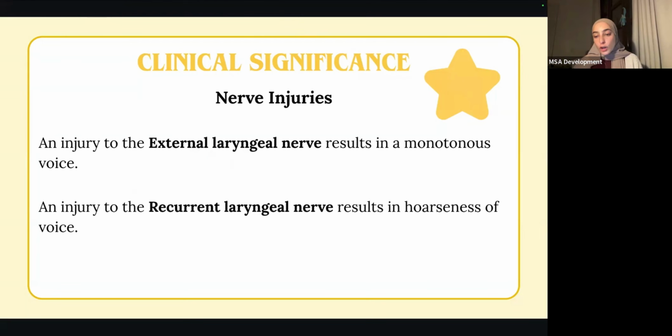Okay. For the recurrent laryngeal nerve, which is more fatal, more severe, the person would present with hoarseness. Hoarseness is like they can barely talk. You can barely hear their voice. It sounds like they're breathless. It sounds like they can't speak. And this is damage to the recurrent laryngeal nerve.